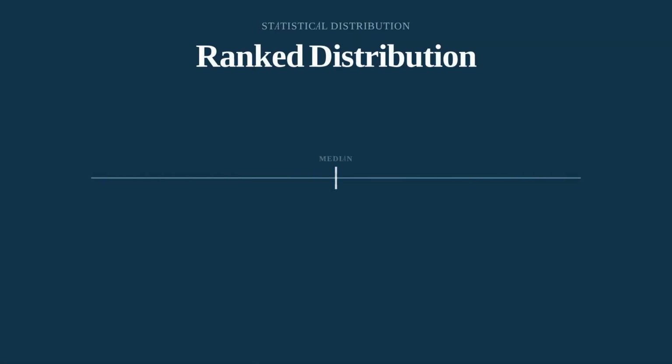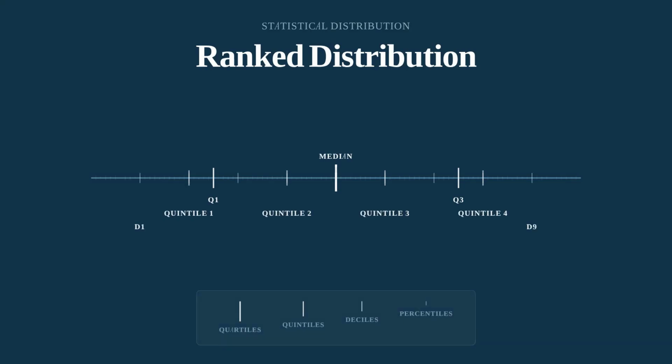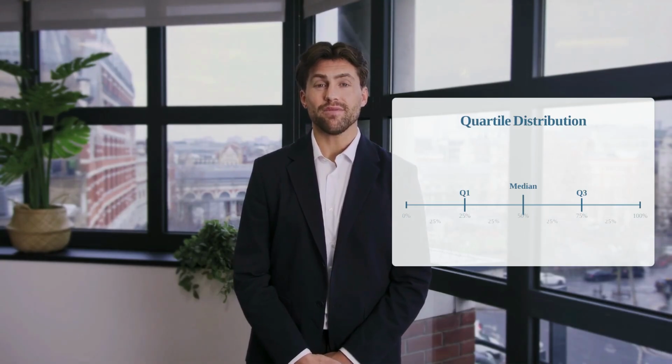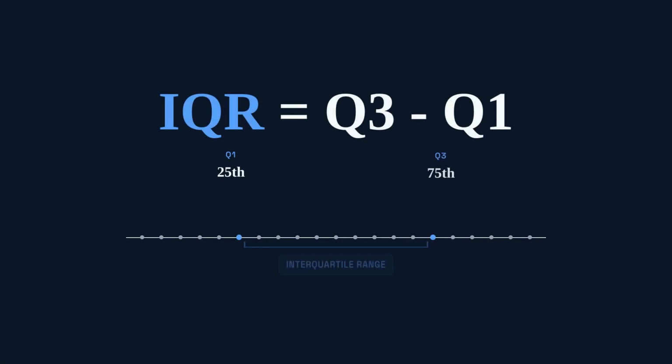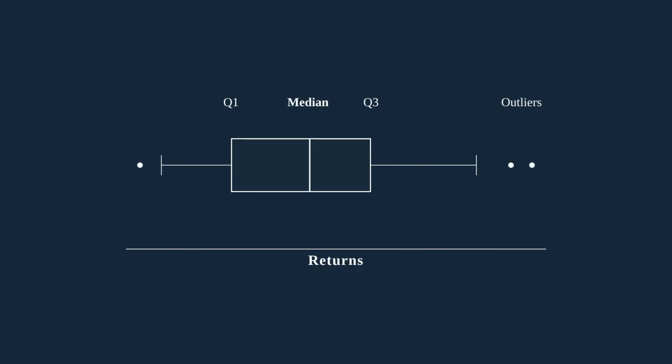Quantiles describe location by telling us the value at or below which a specified fraction of observations lies. Quartiles divide data into four parts. The first quartile is the 25th percentile, the median is the 50th, and the third quartile is the 75th. The interquartile range, or IQR, equals Q3 minus Q1. It measures the spread of the middle half of the observations. A box and whisker plot turns those ideas into a picture. The box shows the interquartile range, the line shows the median, and the whiskers show the extremes or fences.